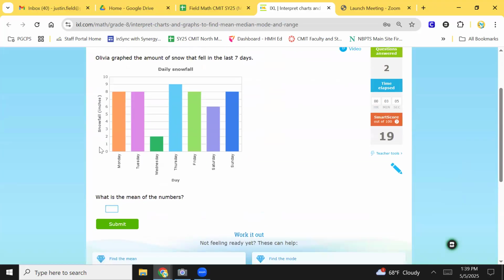Oh, bar graph. What is the mean? Okay, so now we've got to find the mean. So then we're going to add these numbers up. So we have 8, 8, 2, 9, 8, 6, 8. So then you're just going to add all these numbers up and divide by 1, 2, 3, 4, 5, 6, 7. Divided by 7. So this is just the same as the other one, it's just actual data. And so you gotta go ahead and do the calculation.